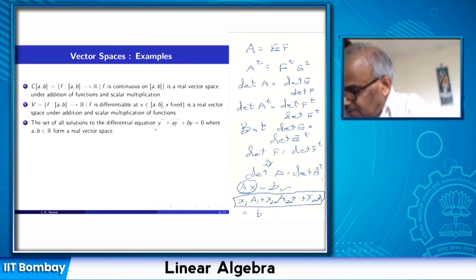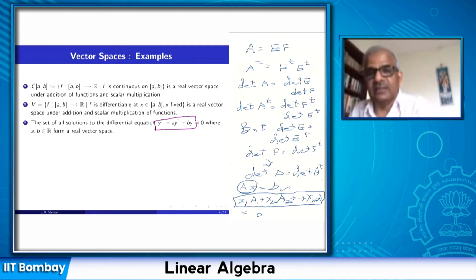Look at this second order differential equation: y double prime plus ay prime plus by. Y is an unknown function, and a and b are real numbers. This is a homogeneous ordinary differential equation with constant coefficients. And this homogeneous equation has the property that if I take two solutions and add them, again I get a solution. So this is like the homogeneous system of linear equations.